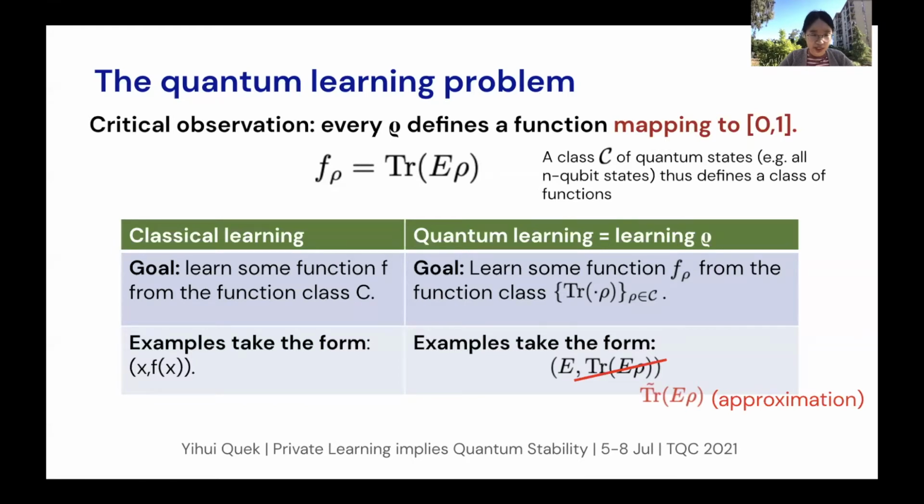And another particularity of the quantum learning problem as compared to classical learning is that instead of having the examples be exactly (E, trace of E rho), we instead consider the case when we're given an approximation of trace of E rho. So we're going to denote that with a tilde. And so these are two differences between quantum learning and classical learning: firstly, they map to real numbers, and secondly, the examples are noisy or imprecise.